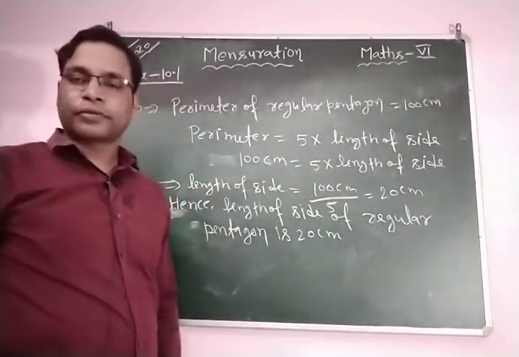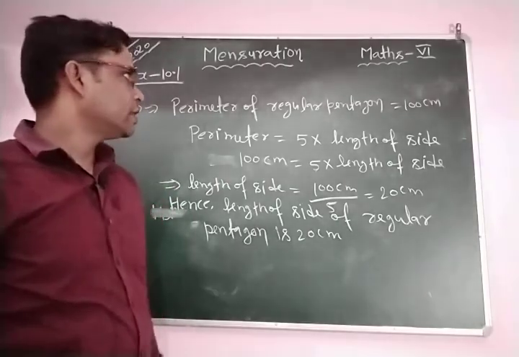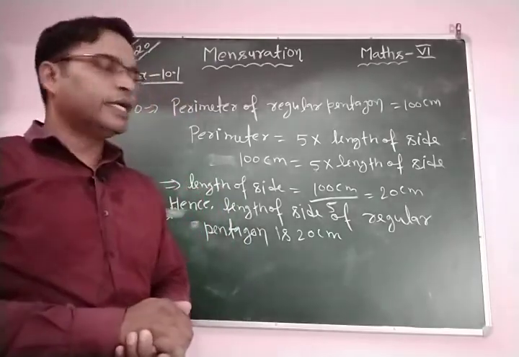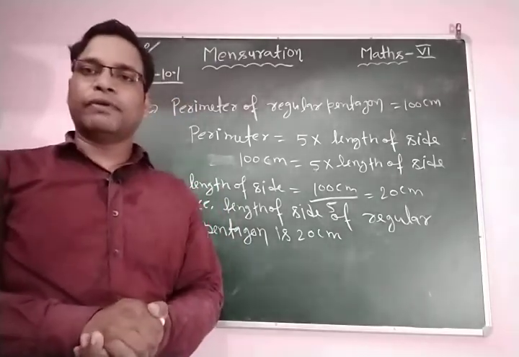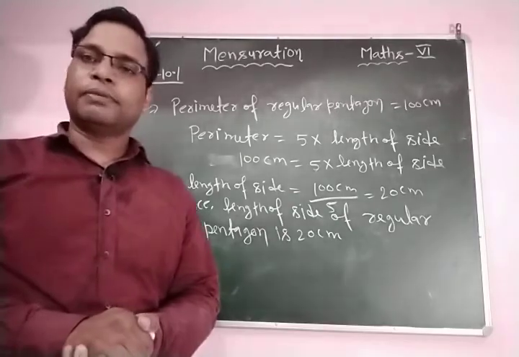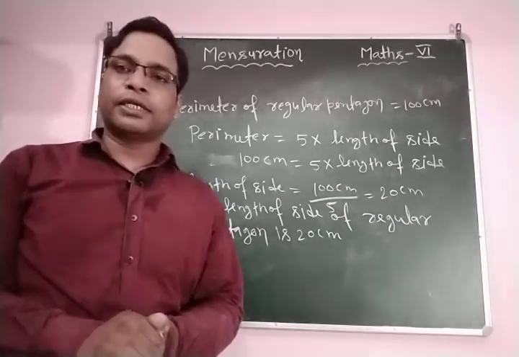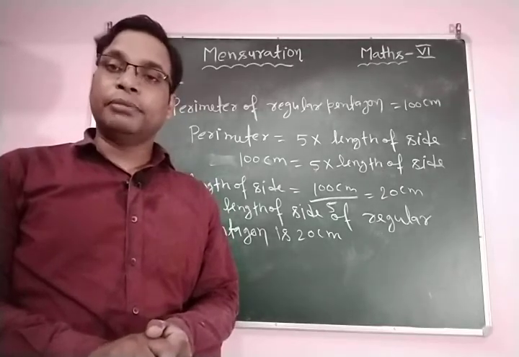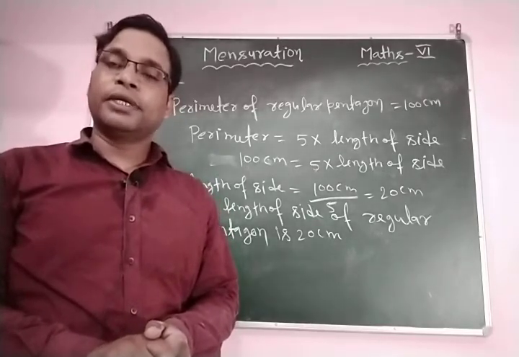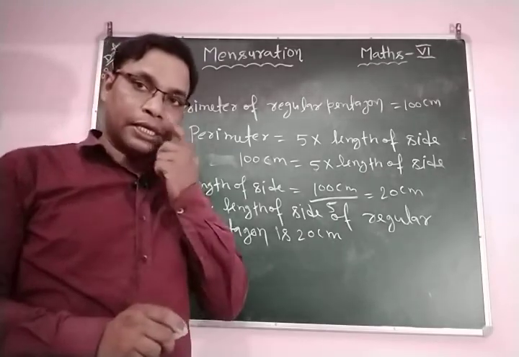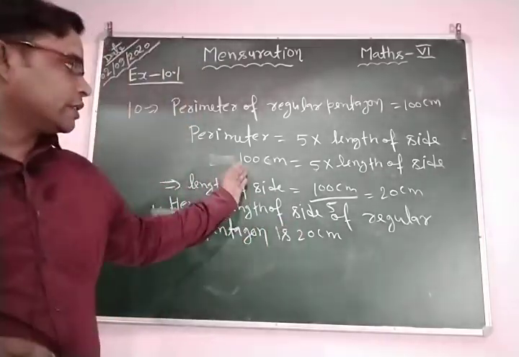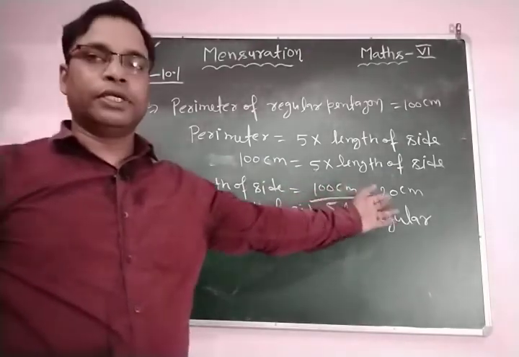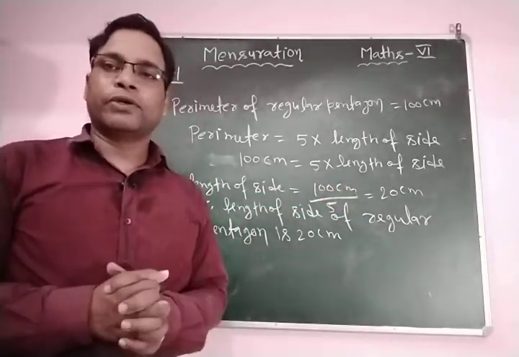So students, I hope all of you understood this question. In this question, the perimeter of a regular pentagon is given 100 centimeter, and I think all of you know a pentagon has 5 sides. So we need to find the length of the side of the pentagon. If you divide the perimeter of the pentagon by 5, then we obtain the length of side. Here the perimeter is given 100 and we divide it by 5, then we obtain 20 centimeters. This is the length of the side of the regular pentagon.